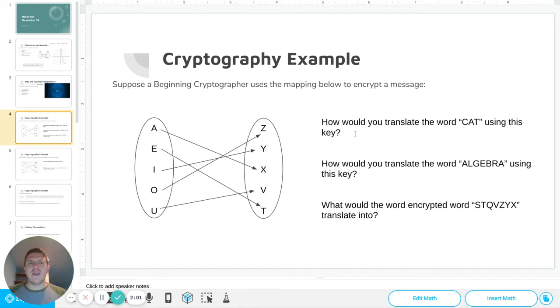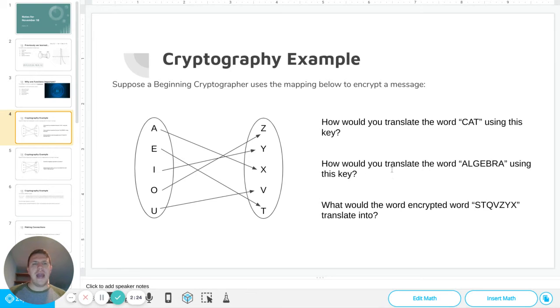So if I look at the word cat, I look at what my input is. Once again, A, E, I, O, U. Obviously my vowels, there's a vowel in cat. That means I'm going to encrypt the word cat to be C, and then A would turn into an X, and then we leave the T alone. So we would translate this to be CXT, if we were to encrypt it that way.